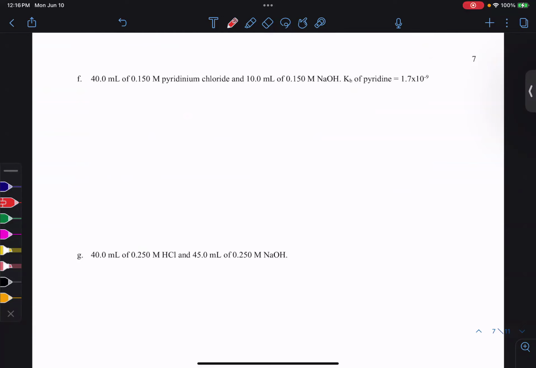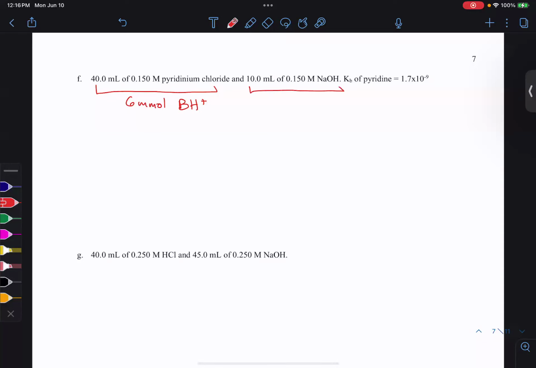Okay, so this one, we are adding 40 milliliters of pyridinium chloride. I think this is 6 millimoles. But pyridinium chloride is what? Is that a base? Nope, that is a conjugate acid of a base. So this is actually BH plus, pyridinium chloride. In the previous question, I said pyridine. This one's pyridinium chloride, so it's BH plus.